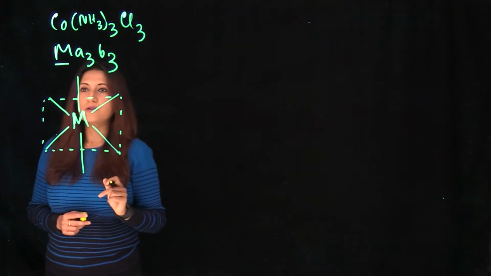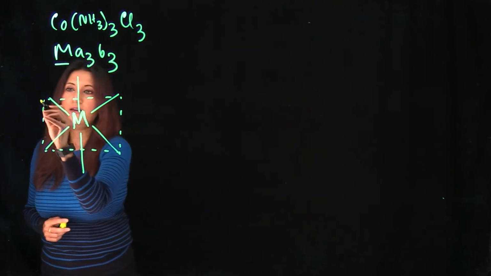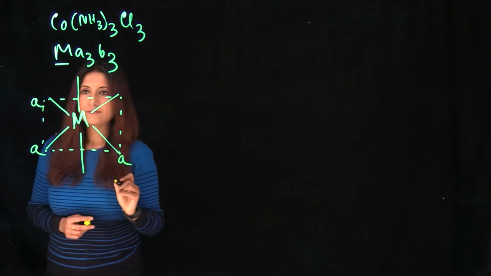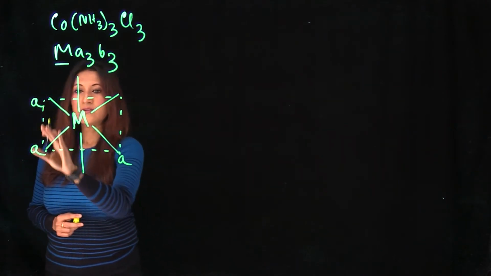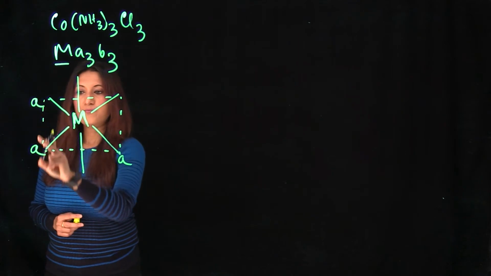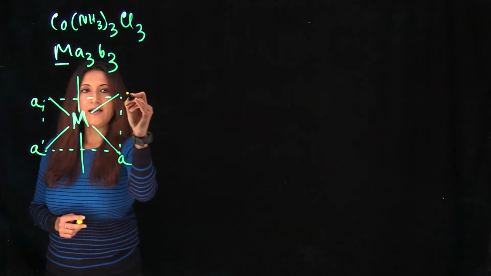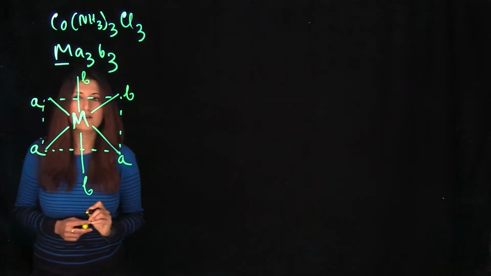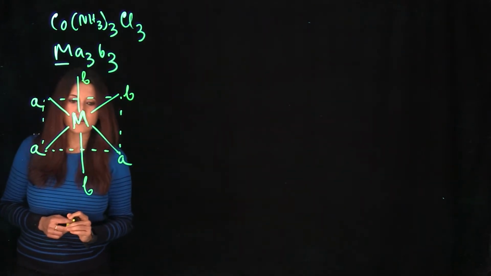And Ma3B3, you can draw it in two different ways. One is you write all the A in the plane. In this particular case, you have put all the A in that plane and the B is right here. That's one way of doing it.